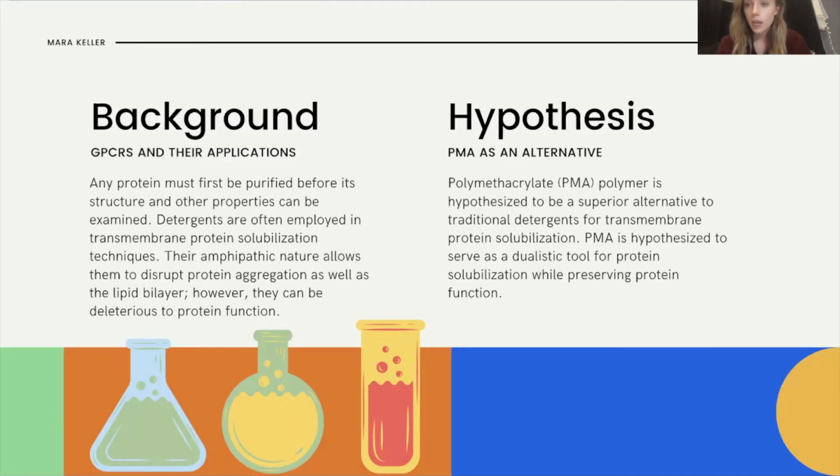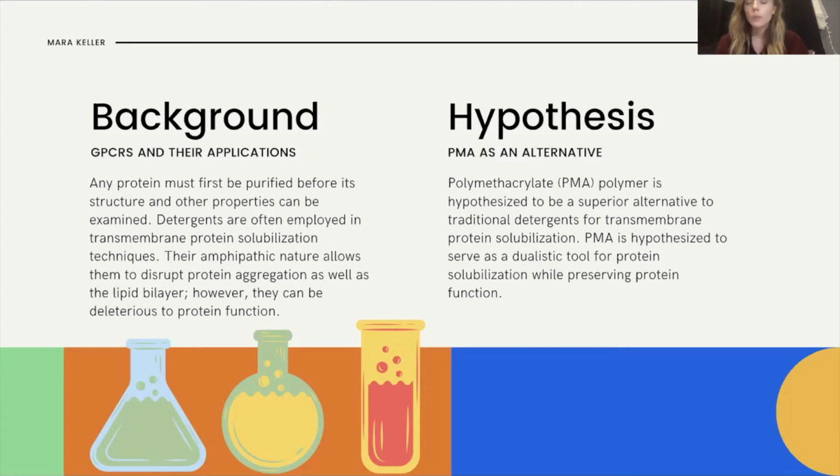So how this is commonly done every day is people use detergents, and as you probably know, detergents are amphipathic molecules, so they actually have a hydrophobic region as well as a hydrophilic region, and these substances are really important because they have similar amphipathic properties as the lipid bilayer. They are able to go in and disrupt the lipid bilayer, allowing for the transmembrane protein to be extracted from the membrane.